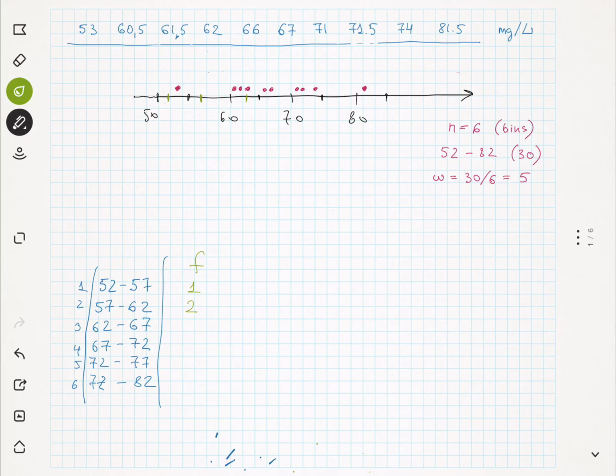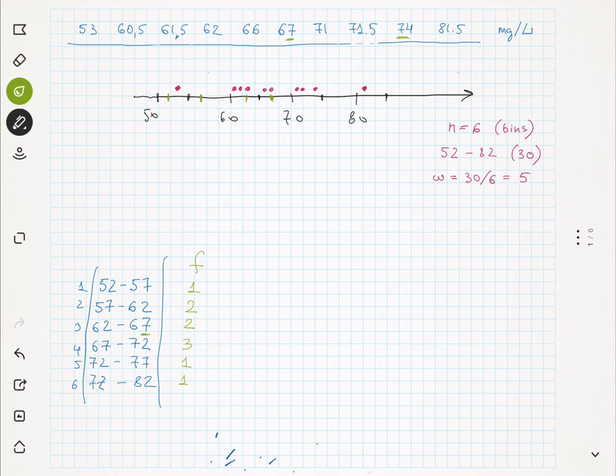And then from 62 to 67, again we have the same situation: 67 as the right boundary and 67 as a value. Similarly, it goes to the next bin. So we have only 2 values here, 62 and 66. Then from 67 to 72 we have 3 values: 67, 71, and 71.5. Then 72 to 77 we have only 1 value, 74. And similarly we have only 1 value in the last bin.